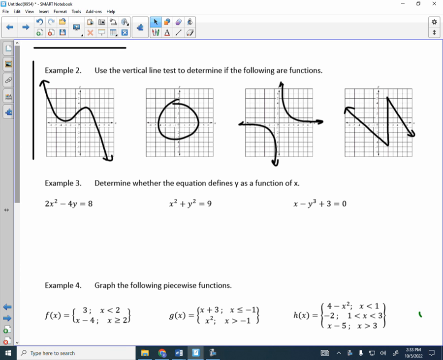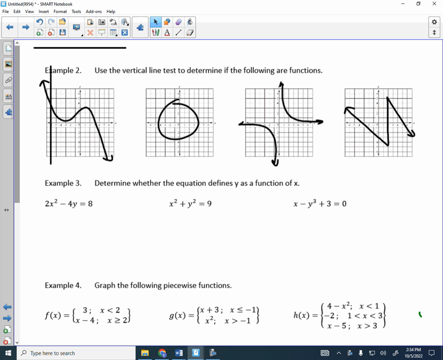All right, everybody got it? Okay, the second thing we want to be able to do is determine graphically whether something is a function or not. In order for something to be a function, it must pass the vertical line test. So we're going to use the vertical line test to determine if they are functions. If it crosses more than once, then it's not a function.